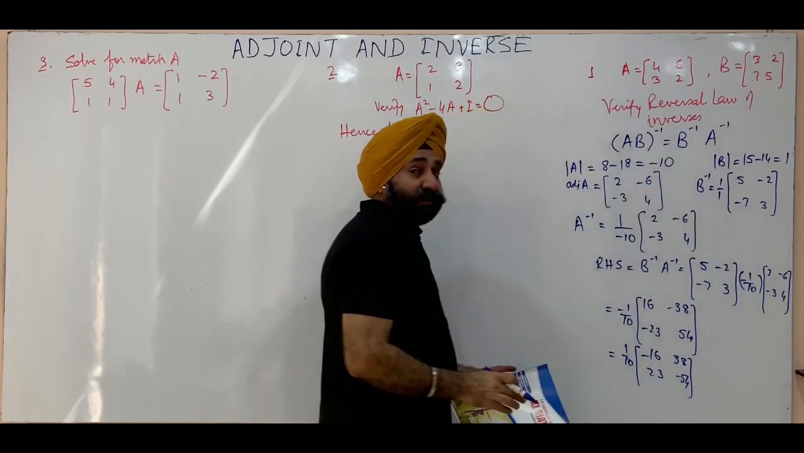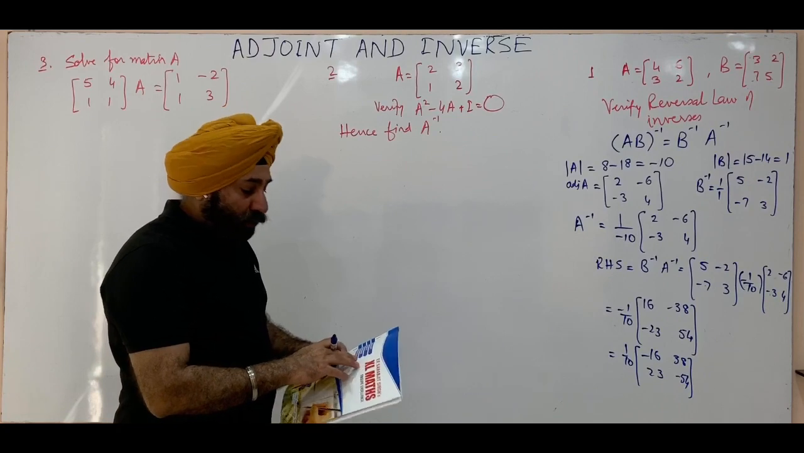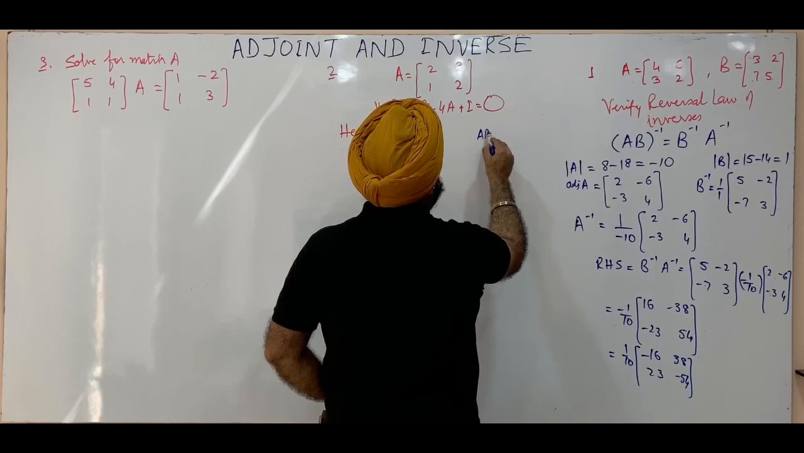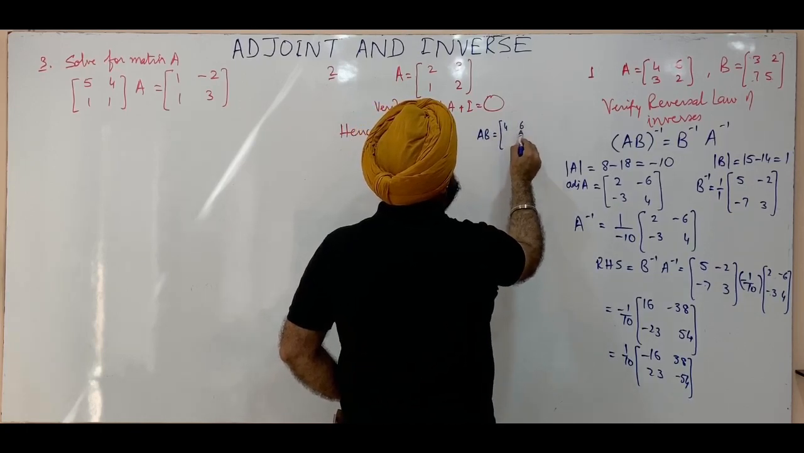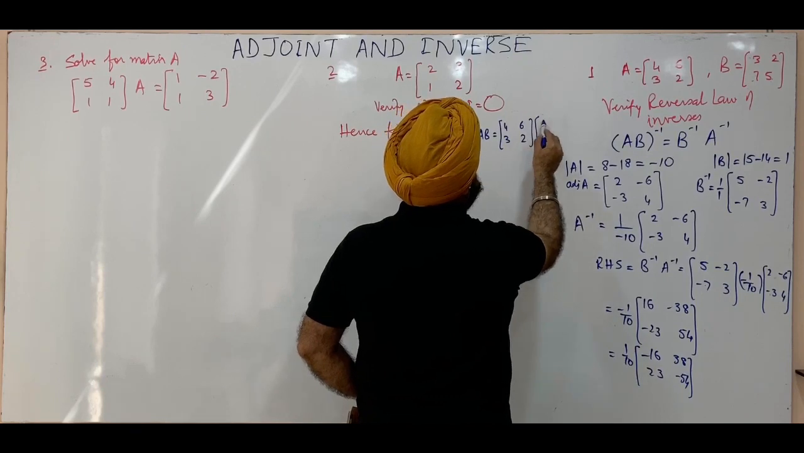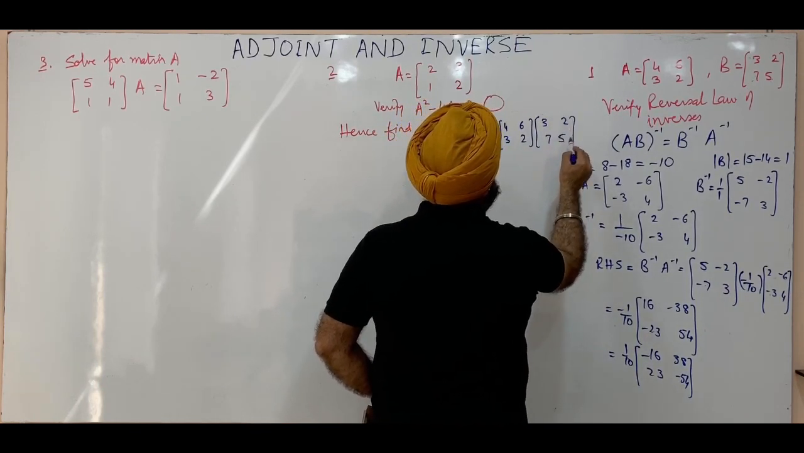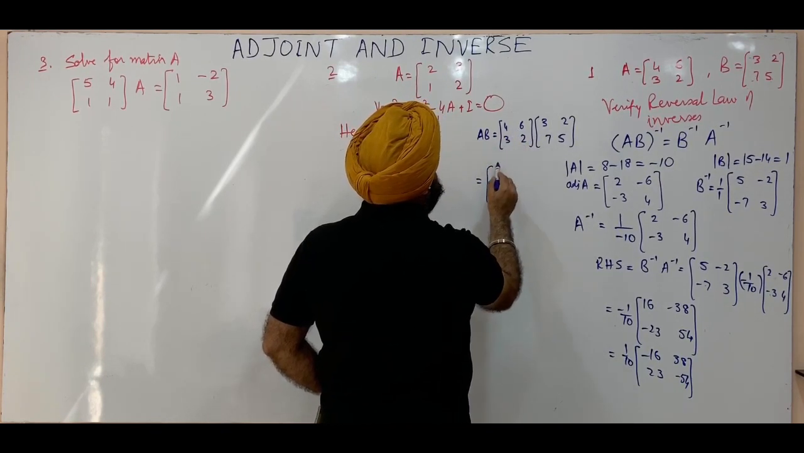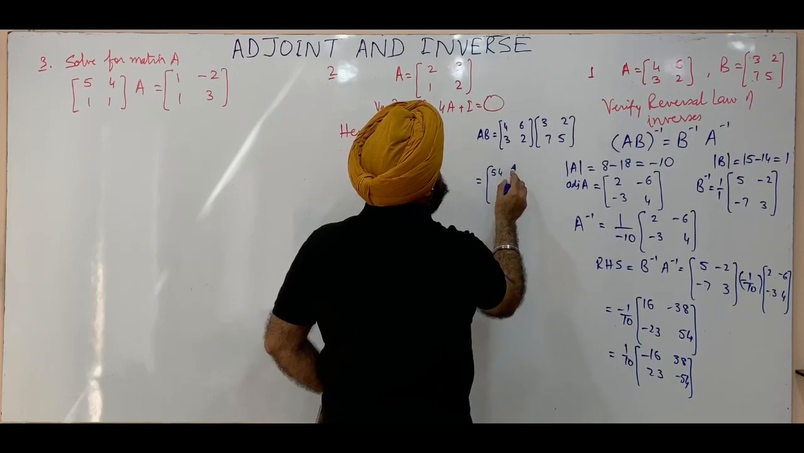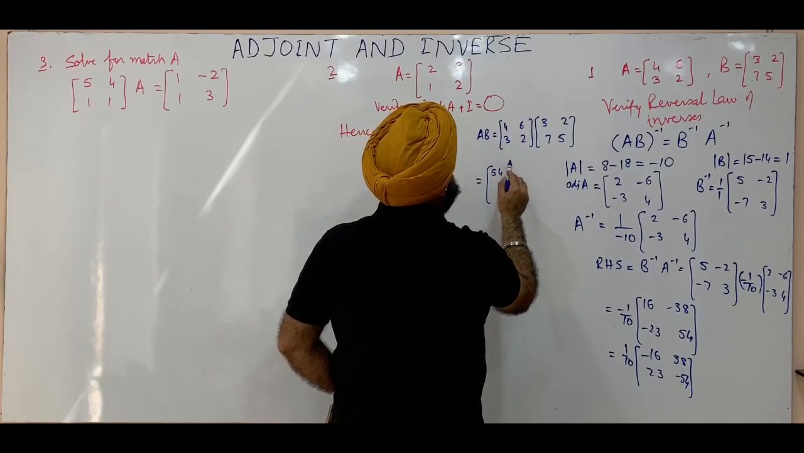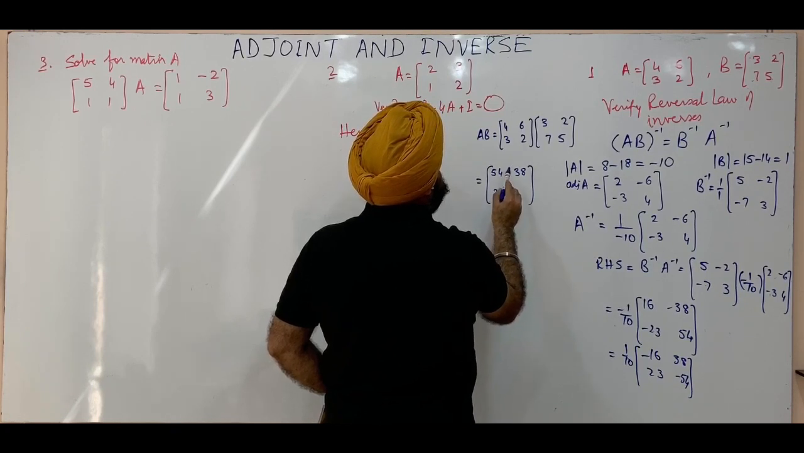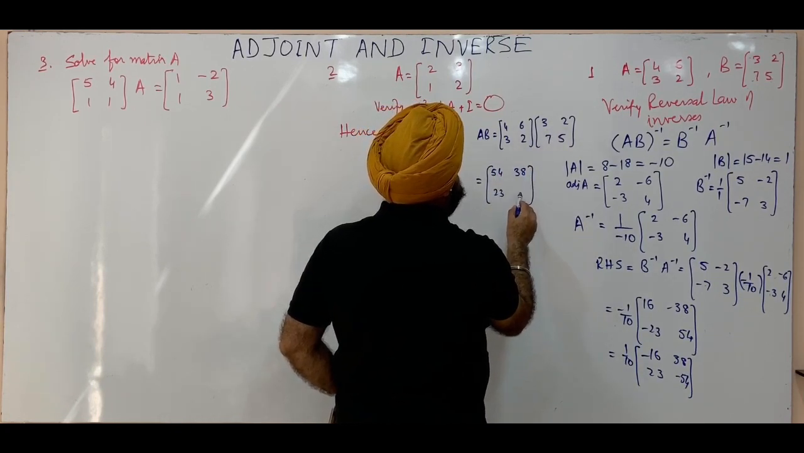To evaluate the left hand side, we need first of all A into B. Let's find out matrix AB. A into B, this will be 4, 6, 3 and 2, 3, 2, this is 7 and this is 5. This is 4 into 3, 12 plus 42. Then next, it's 8 plus 30, then it's 9 plus 14, 23. This is 6 plus 10, this is 16.